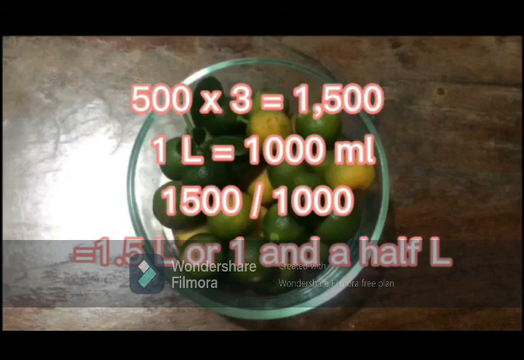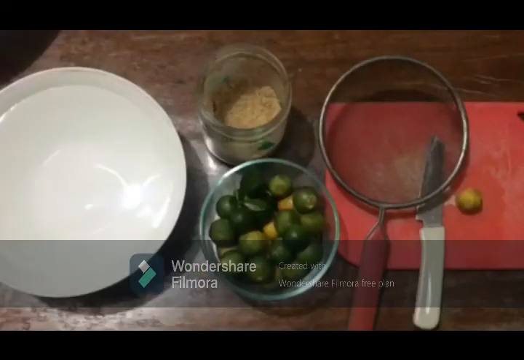And let's convert it to liters. So 1 liter is equal to 1,000 ml, and we will divide 1,500 by 1,000, and the total is 1.5. Therefore, we will be needing 1.5 liters of water for us to have a delicious freshly squeezed calamansi juice. So these are the things that we need to consider in making the calamansi juice.